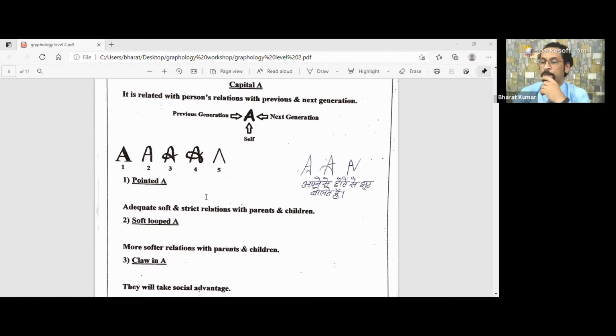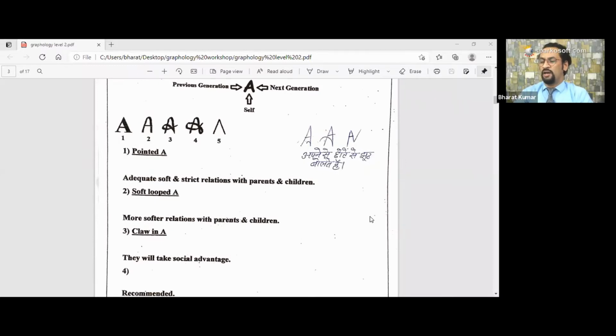Now, looped A, they are so soft. घर के अंदर कुछ मेंबर होते हैं ना बेचारे, सबकी सुन लेते हैं, सबकी गालियां खा लेते हैं, सबका गुस्सा झेल लेते हैं, सबको खुश करने में लगे रहते हैं. So a kind of soft A. Second type of A, soft loop people are those who always try to make everyone happy in the family. They are most compromising in behavior. They don't want to lose relations. Left, right, middle, all three are the same, just the hook is greater.